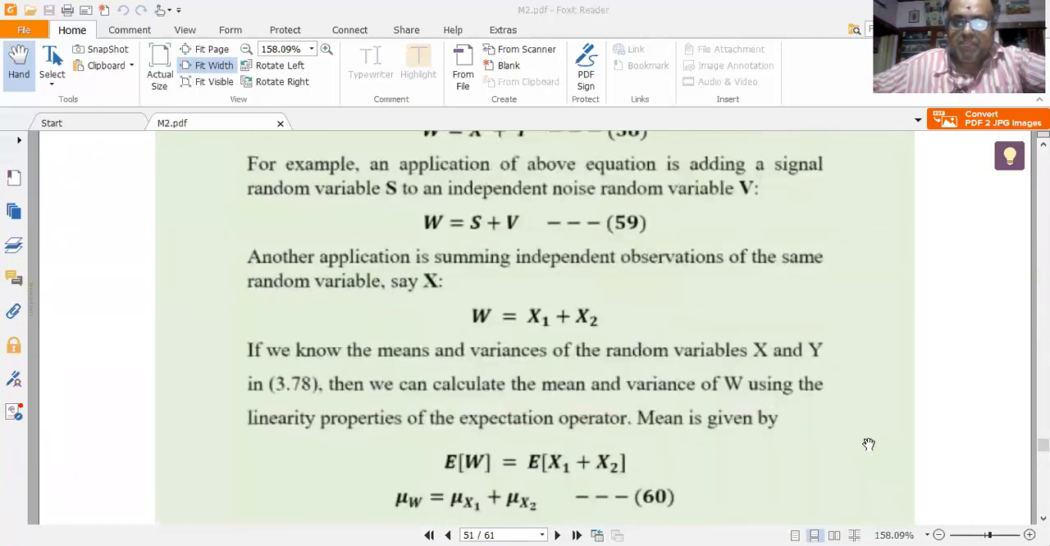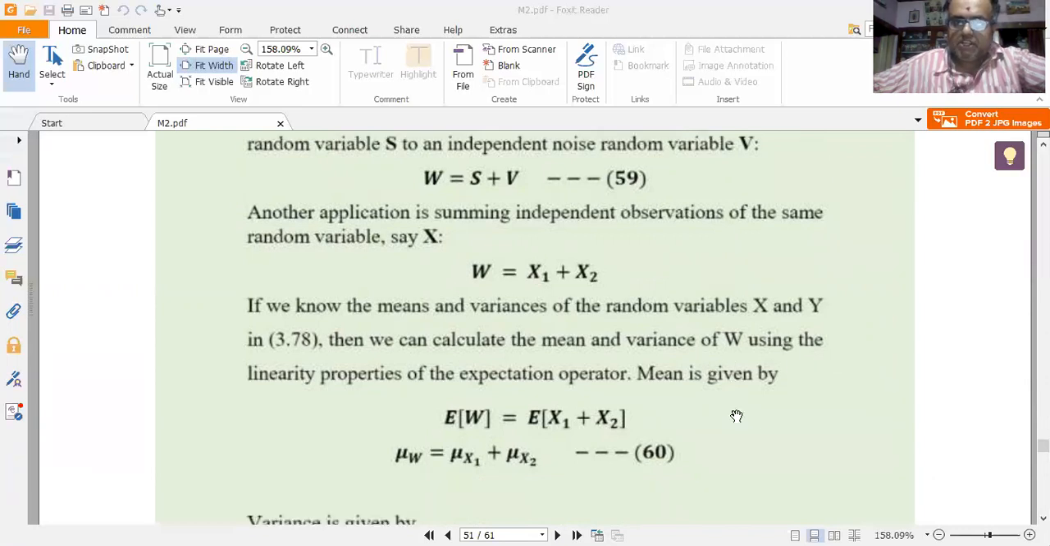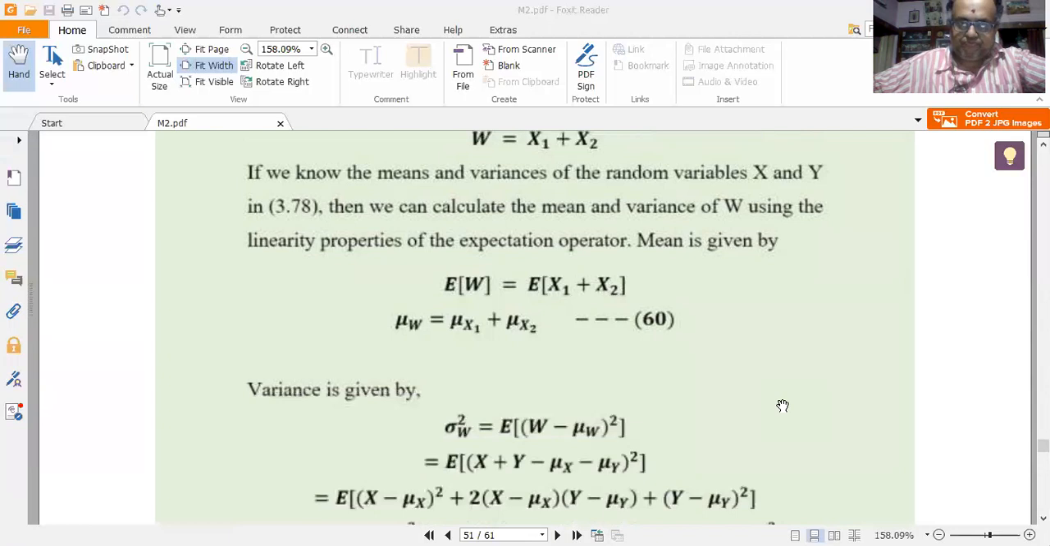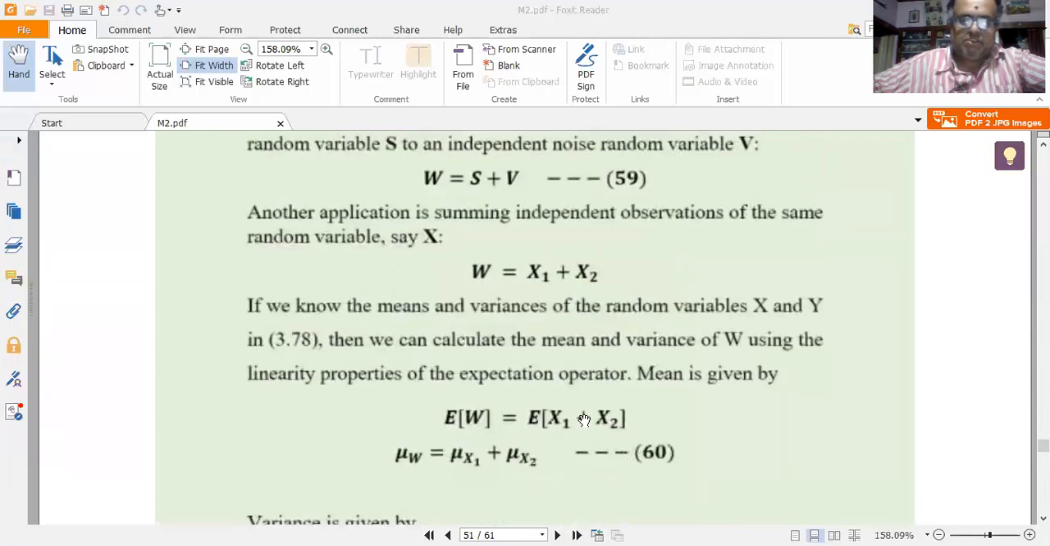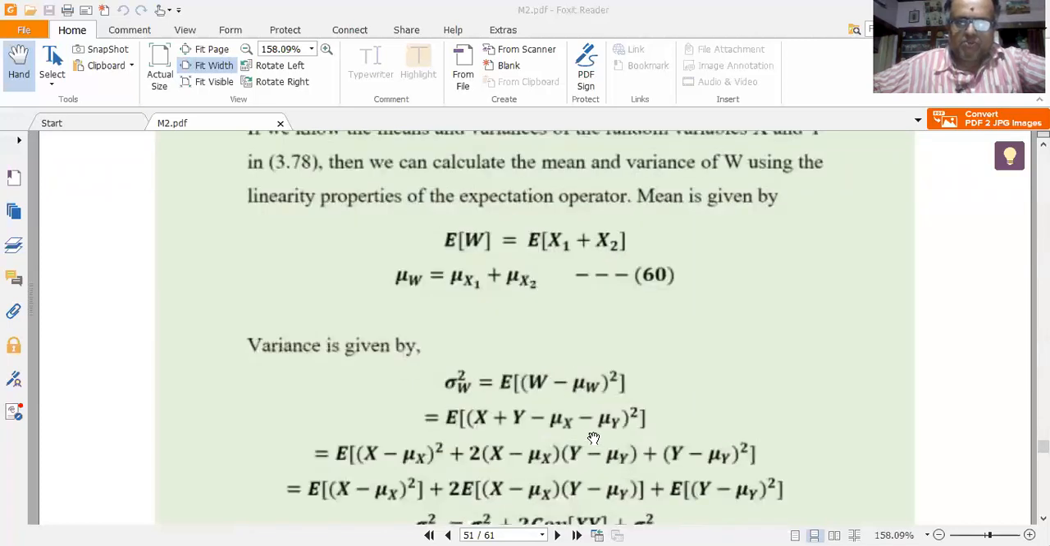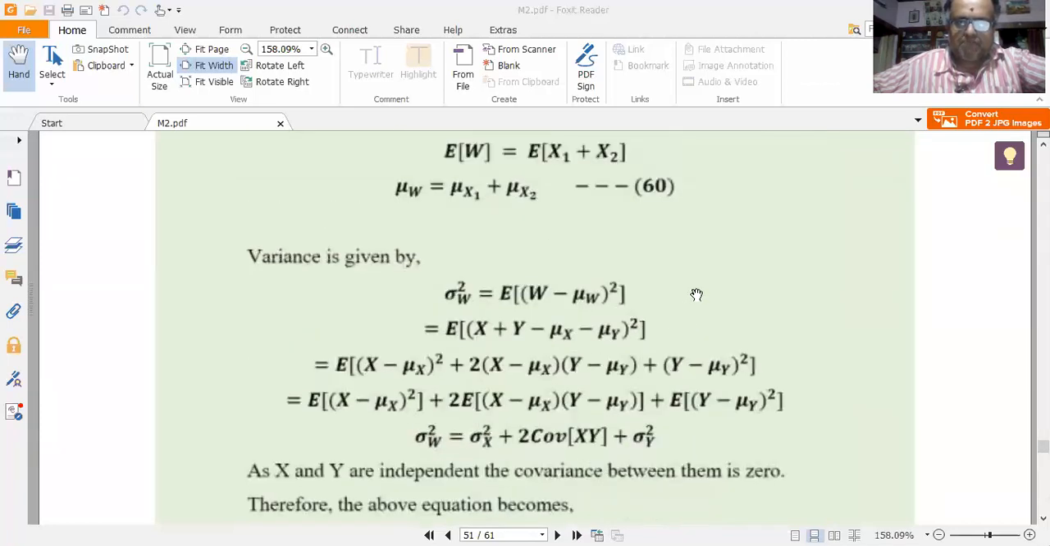If we know the means and the variances of the random variables x and y, then we can calculate the mean and variance of W using the linearity properties of the expectation operator. So the mean is simply given by E of W is equal to E of x1 plus x2, and mu W is given by mu x1 plus mu x2. Call it equation 60.